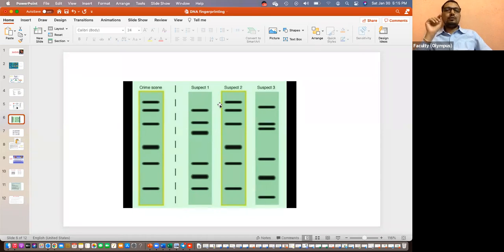How did they come to know that so-and-so person killed Rajiv Gandhi? And where did they get the reference sample from? Because this person also died in the incident, because it's a human bomb. How did they come to know? What DNA sequences did they take? Who did they compare it with?